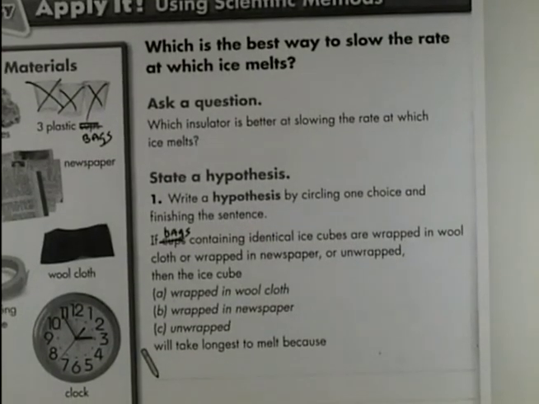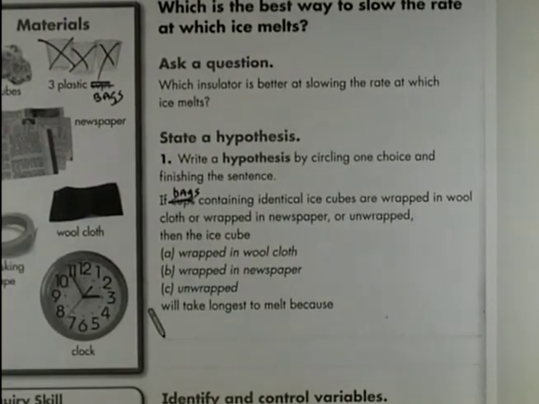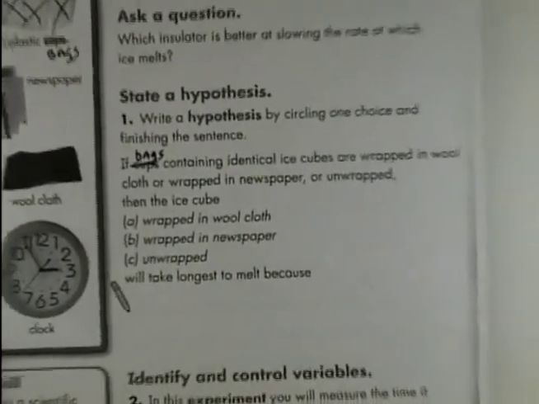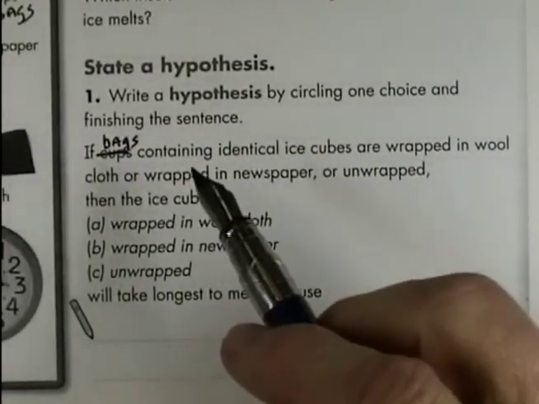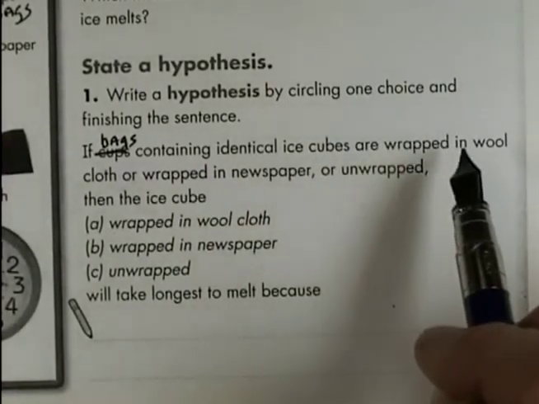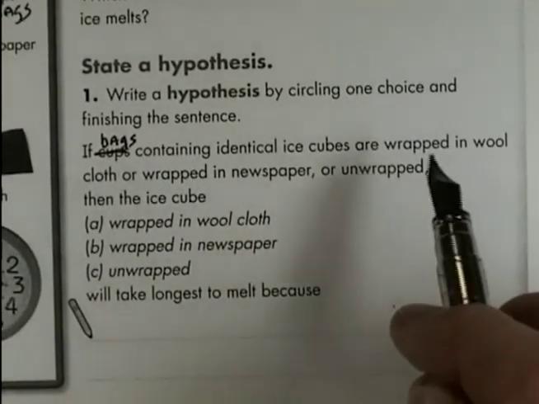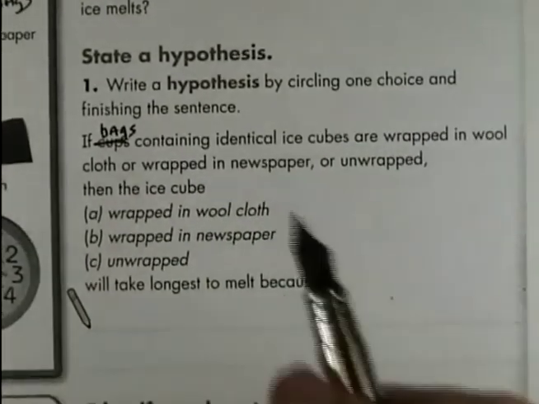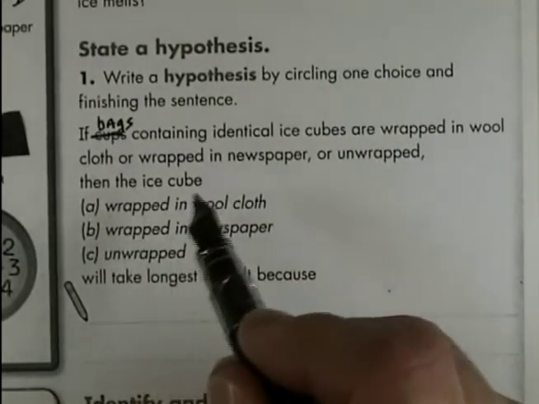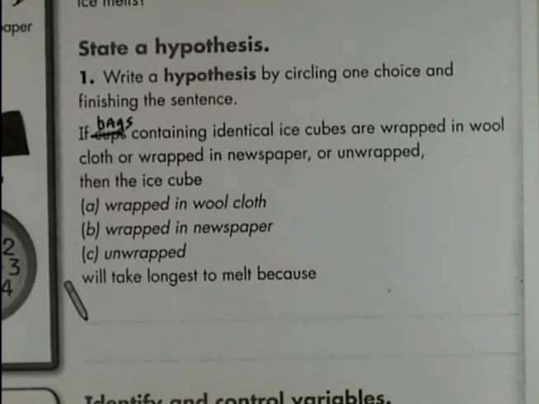All right, the next thing I want to do is let's take a look at the 3 hypotheses. I want you to write a hypothesis by circling one choice and finishing the sentence. If bags containing identical ice cubes are wrapped in wool cloth or wrapped in newspaper or unwrapped, then the ice cube, now you pick your hypothesis. I don't care which one. Wool, newspaper, unwrapped will take the longest to melt.